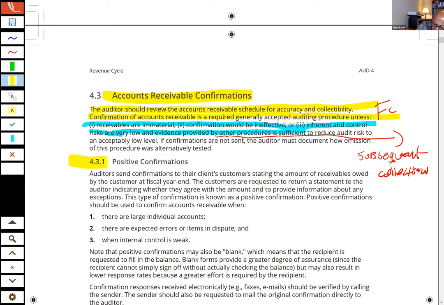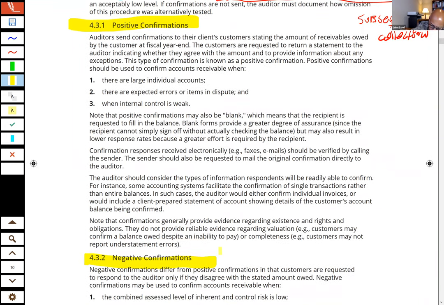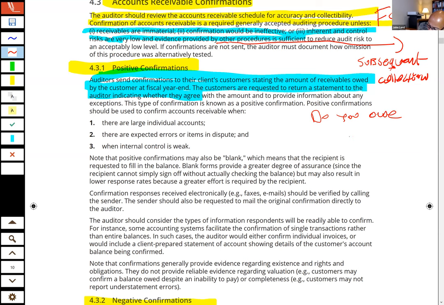Now, when we look, there's positive confirmation and there's negative confirmation. Again, we talked about this pretty much, okay? But for positive confirmation, the auditor confirms to their client's customer the amount of the receivable owed by the customer at the fiscal year end. The customers are requested to return the statement directly to the auditor indicating whether they agree. And so it'll say, do you owe $25,000, you put in the amount, and then there's a yes and a no, and you're hoping that they select the no, okay?